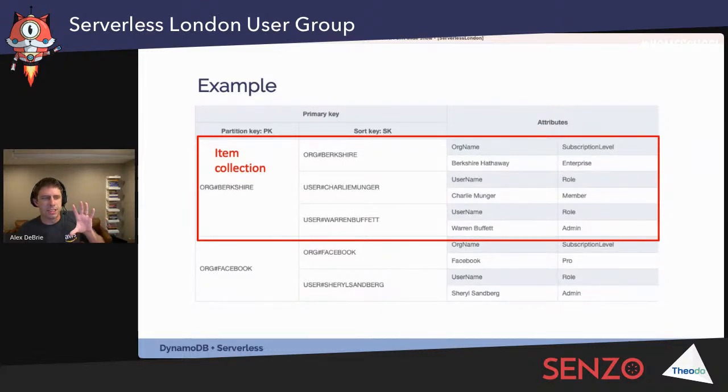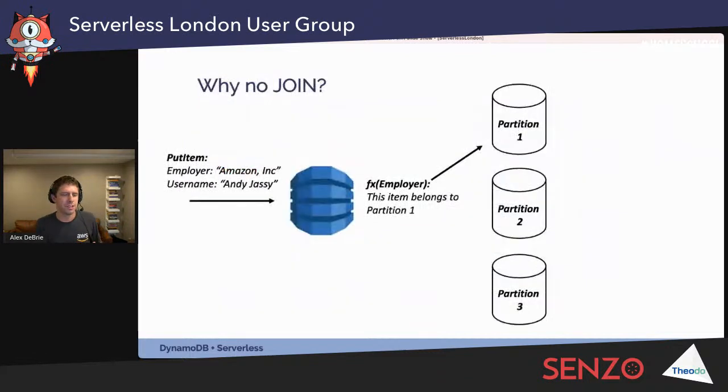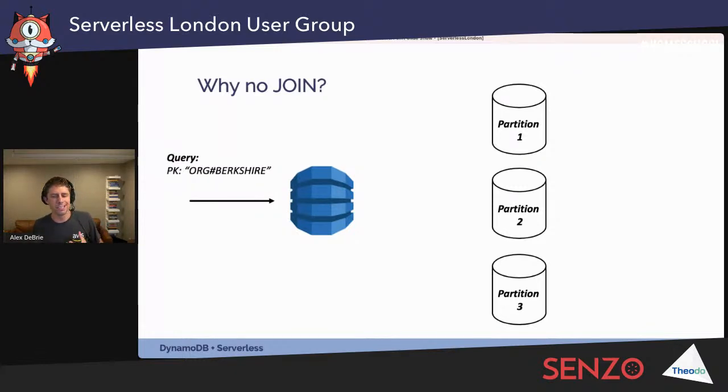All the items that share the same partition key are said to be in the same item collection, and it's very efficient to capture those items that are in the same item collection. And it goes back to what we were talking about here. Remember, when a request comes into Dynamo, what it's going to do is look at that partition key and immediately figure out which partition it belongs to. So items that happen to be in the same partition, very efficient to query those together.